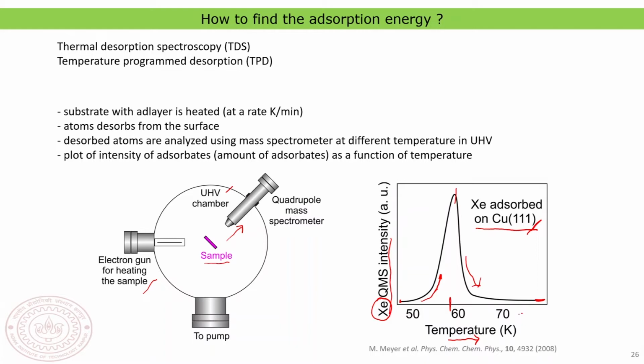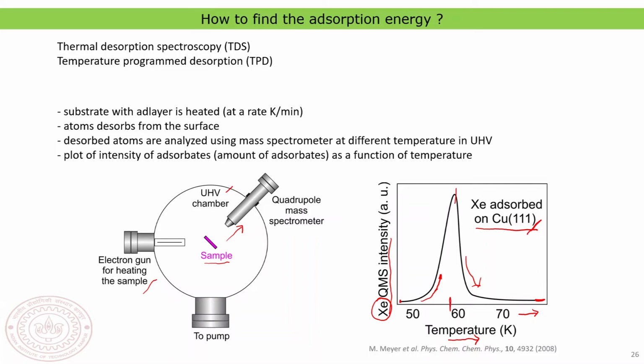So this is the first representation, that is basically the signal of a given species as a function of temperature, and the peak maximum would give you something like a desorption temperature. So this is an important quantity that will represent the desorption energy of the species from a given surface.